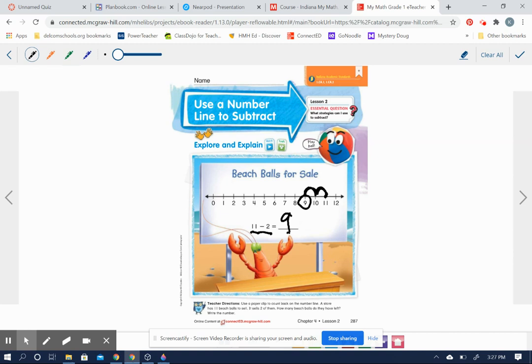If you remember back when we were talking about addition, we used a number line also, but at that time we were counting on, and so we would go forward on the number line. But with subtraction, we're going to go backwards. We're counting back. So you go this direction for subtraction, and you go forward for addition. So you got to keep that in mind.